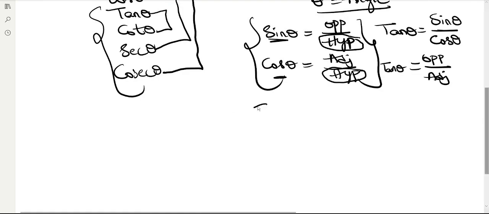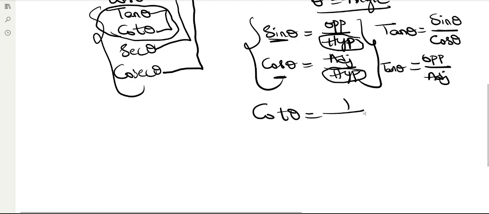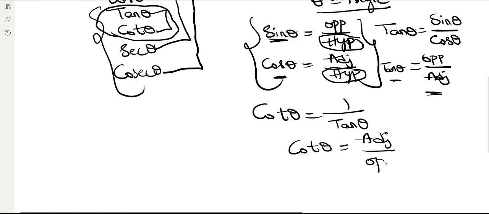In a similar way, here I have mentioned that tan theta and cot theta are reciprocal to each other. So we can write cot theta as 1 by tan theta, which is the reverse of tan theta. You have the formula for tan theta as opposite by adjacent, so you can write the cot theta formula as adjacent divided by opposite side.